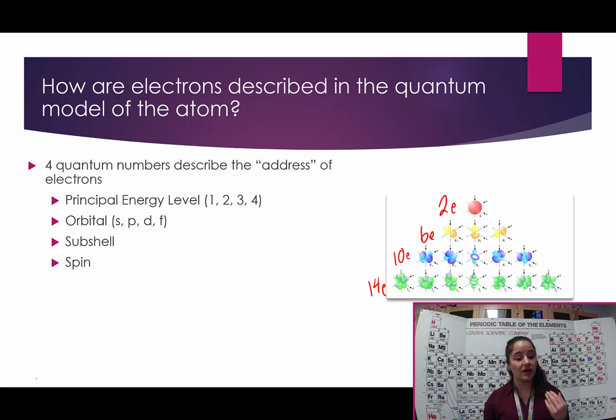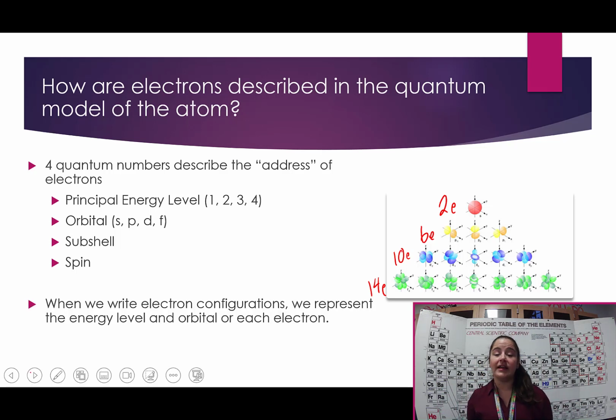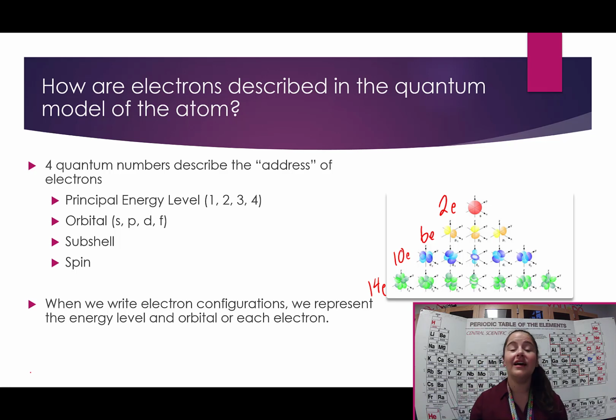What about the 2 others? These are subshell and spin. These aren't really represented in Bohr models. You have to go into something called orbital diagrams to actually get into these, but they have to do with which specific orbital the electron is in for subshell, the px, the py, or the pz, and then spin can be up or down depending on the electron. When we write electron configurations, what we are representing is the energy level and the orbital of each individual electron in the atom. So let's see how we do that.